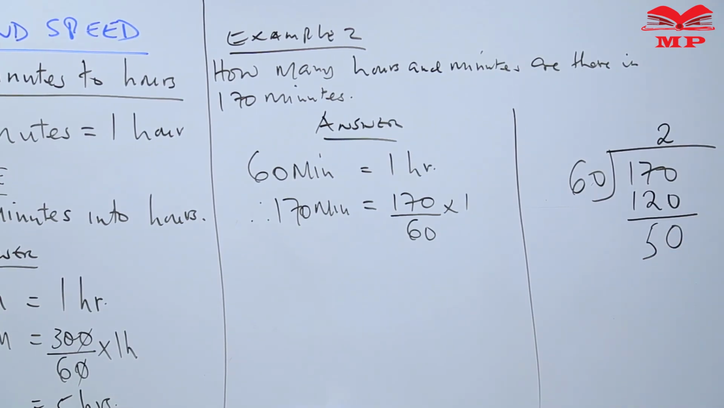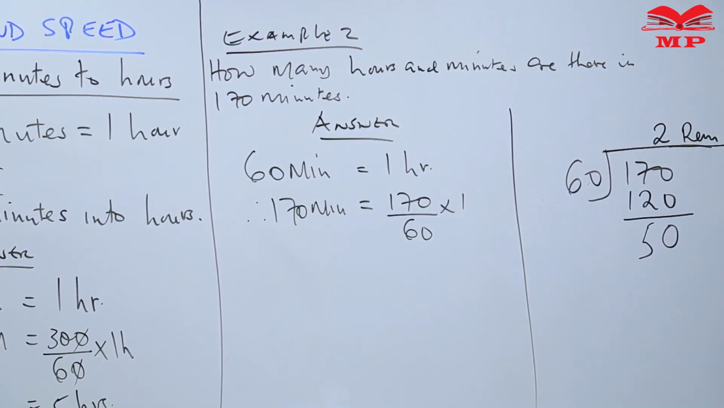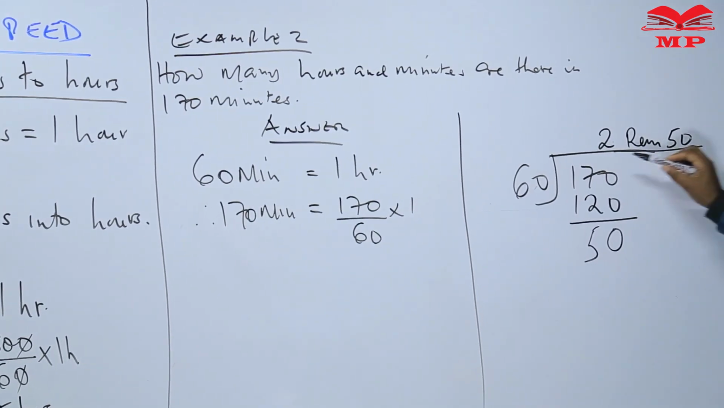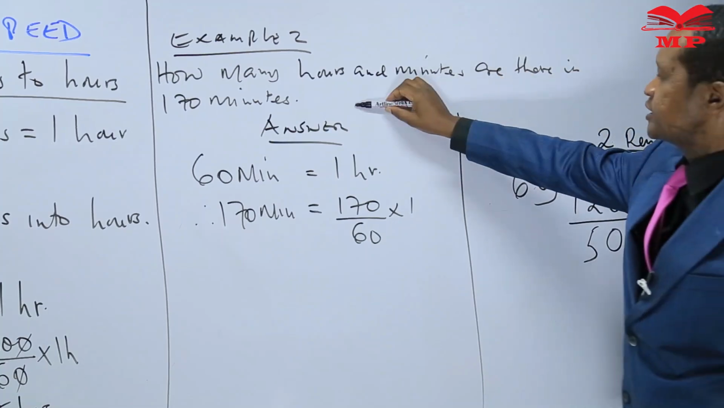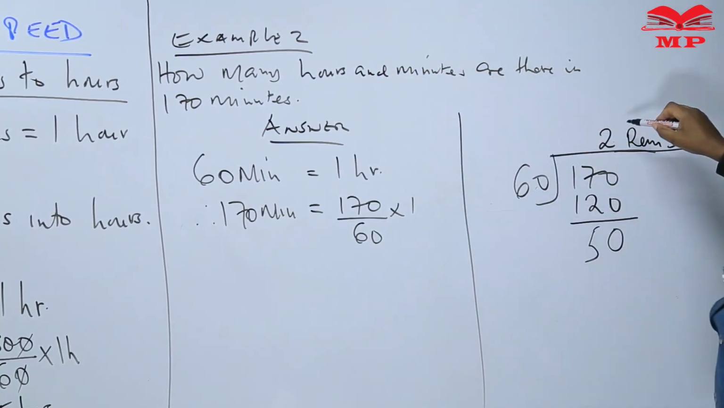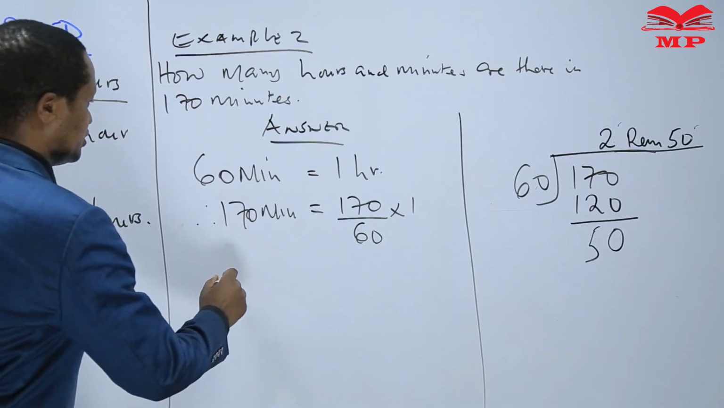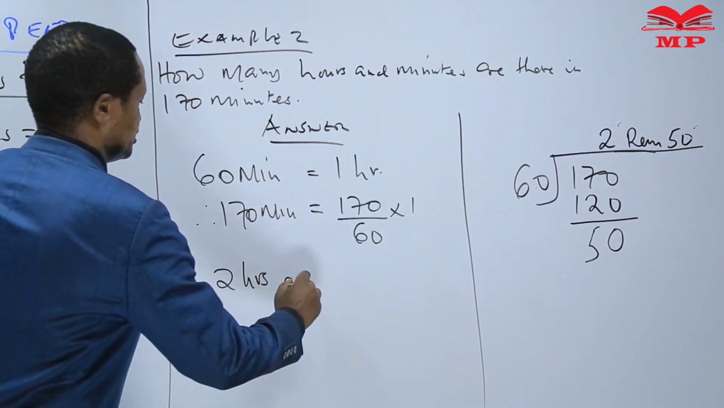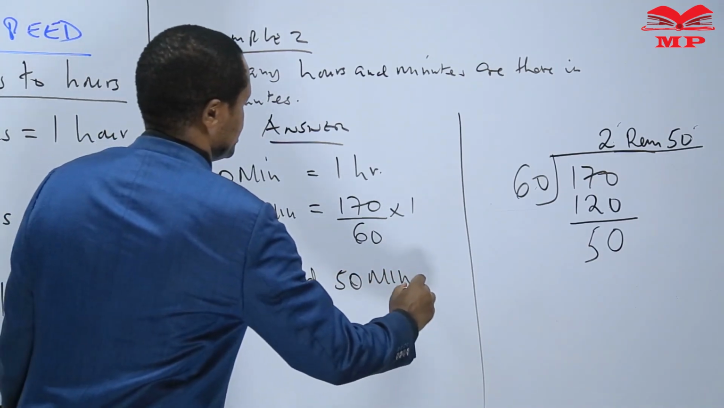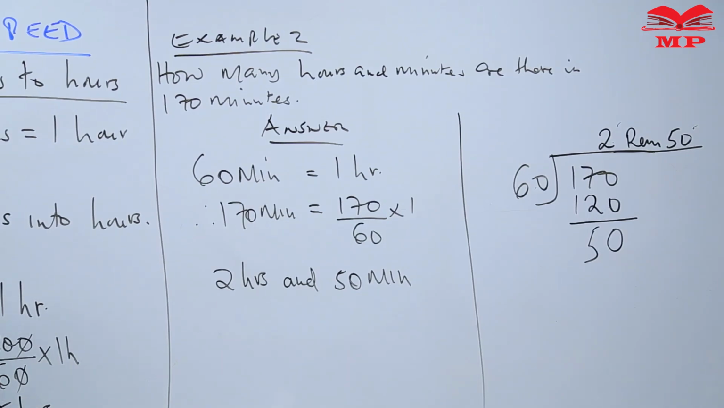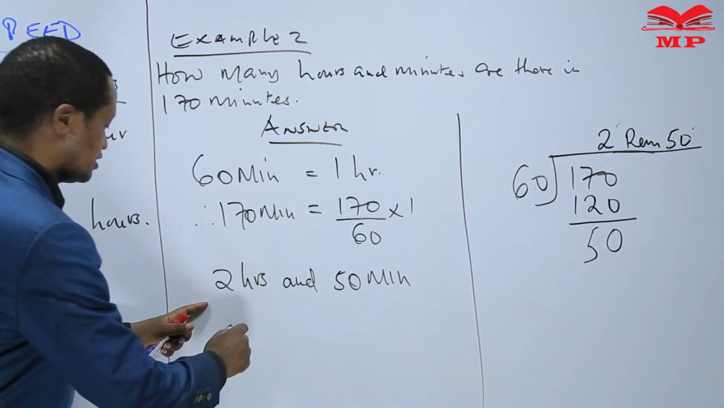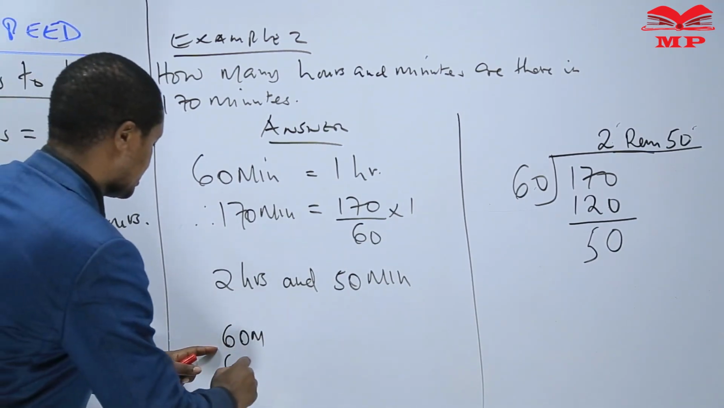So how many hours and minutes are there in 170 minutes? We have 2 hours and the remainder 50. So we have 2 hours and 50 minutes. So the answer is 2 hours and 50 minutes, because 1 hour is 60 minutes, another hour is 60 minutes.